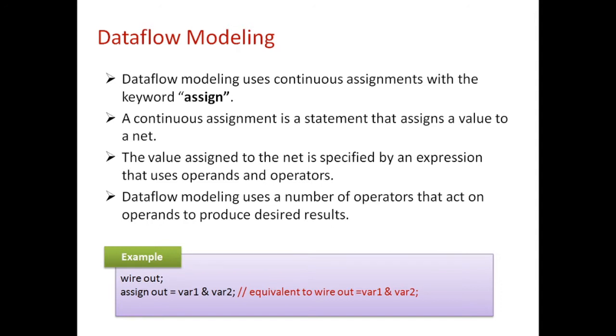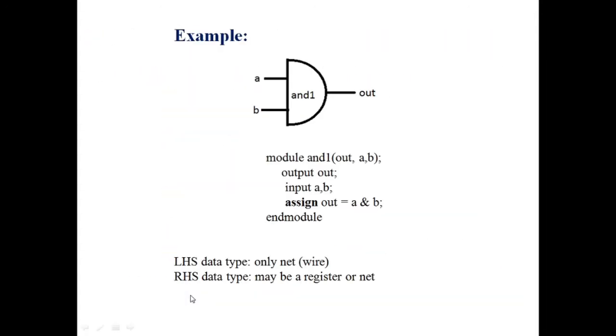So here, let me take an example. An AND gate: module and1, where the output is out, my output variable, and the inputs are a comma b, the input variables. So I am exclusively defining what the inputs and output variables are and their type. What is the logic here? I am doing the AND operation. So assign out, that is the output variable, equal to a and operator b, endmodule, that's it.